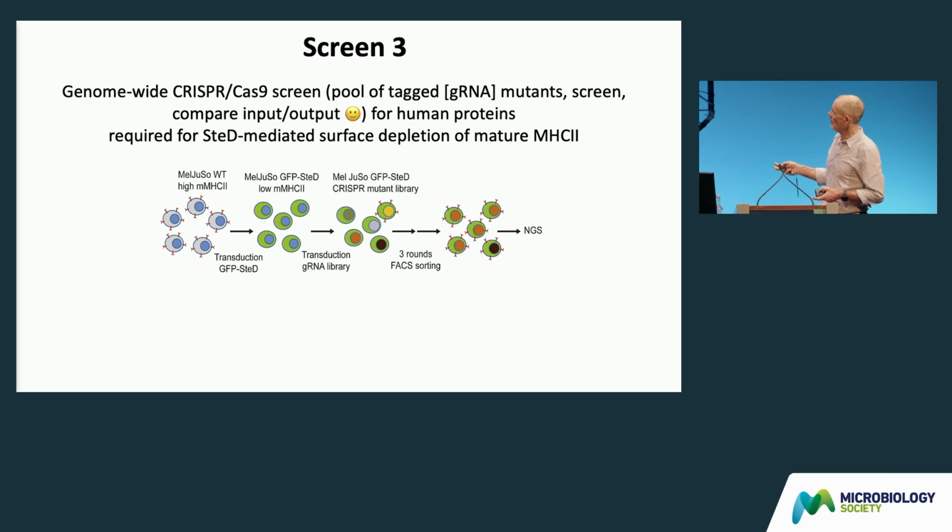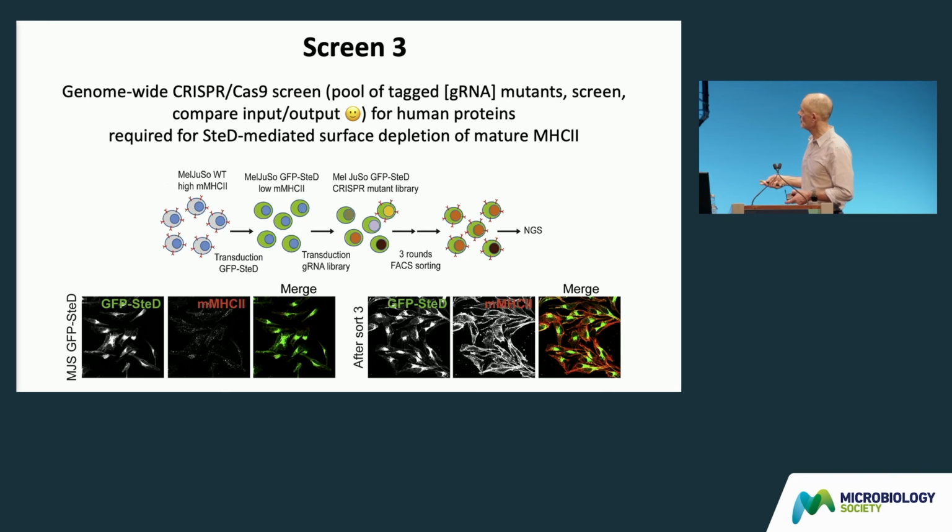And so here's the outline of how the screen worked. In these antigen-presenting cells, they're naturally high in class II, this red on the cell surface. Transduce them with GFP-STED, they're fluorescent, and the antigen-presenting protein is gone. Then we make mutants by CRISPR mutagenesis and sort, using FACS, for mutants where STED has lost its ability to suppress class II on the cell surface. And then, after 3 rounds of sorting, subject them to sequencing.